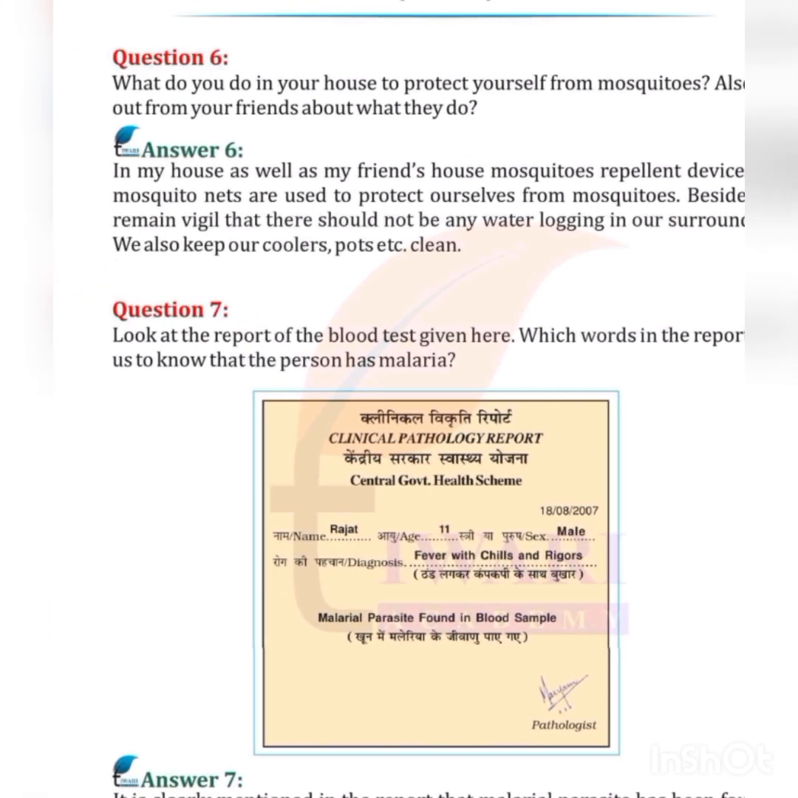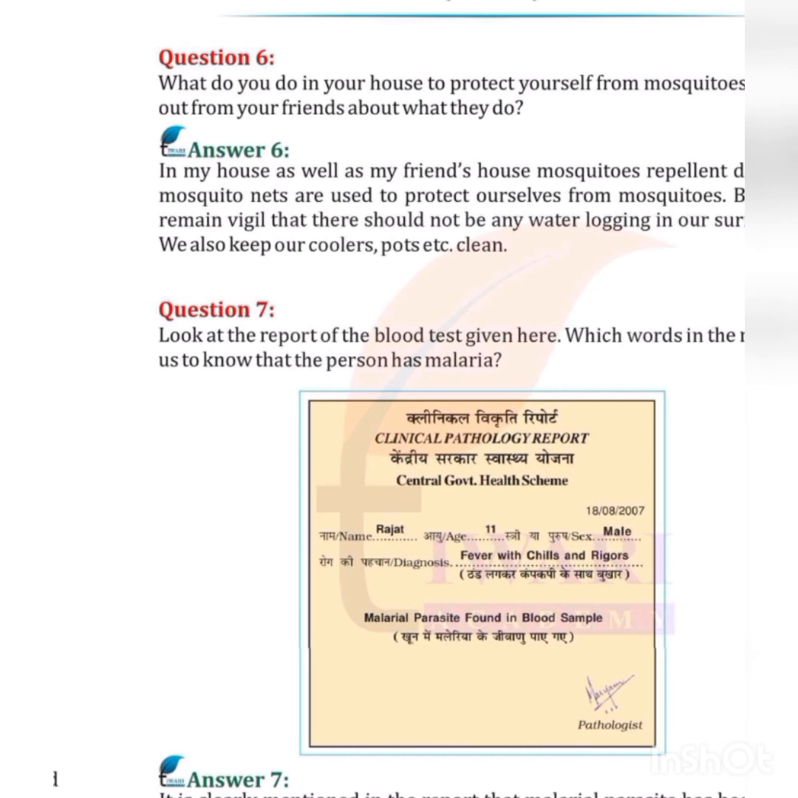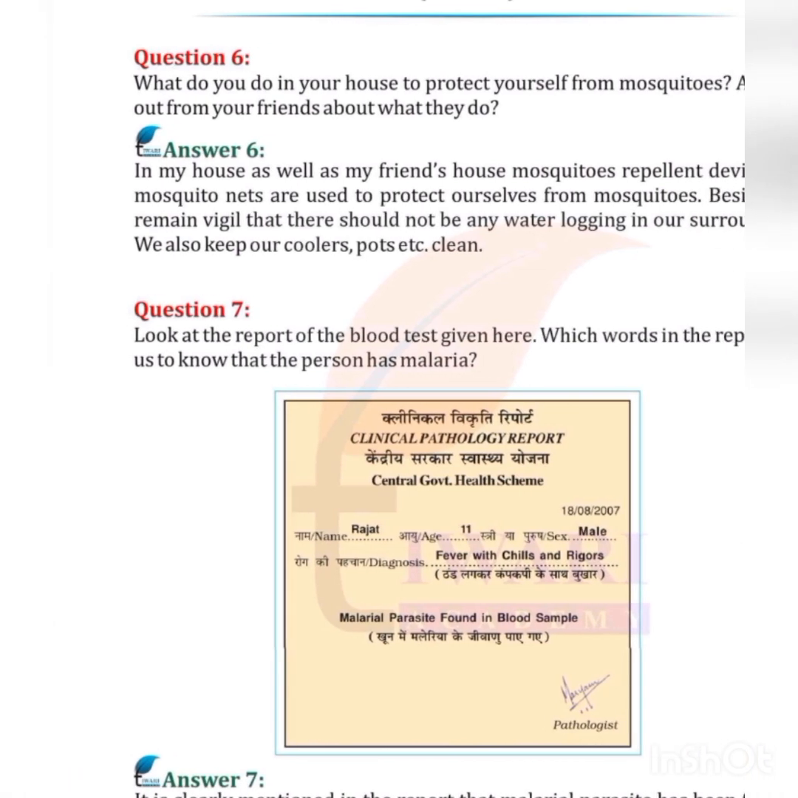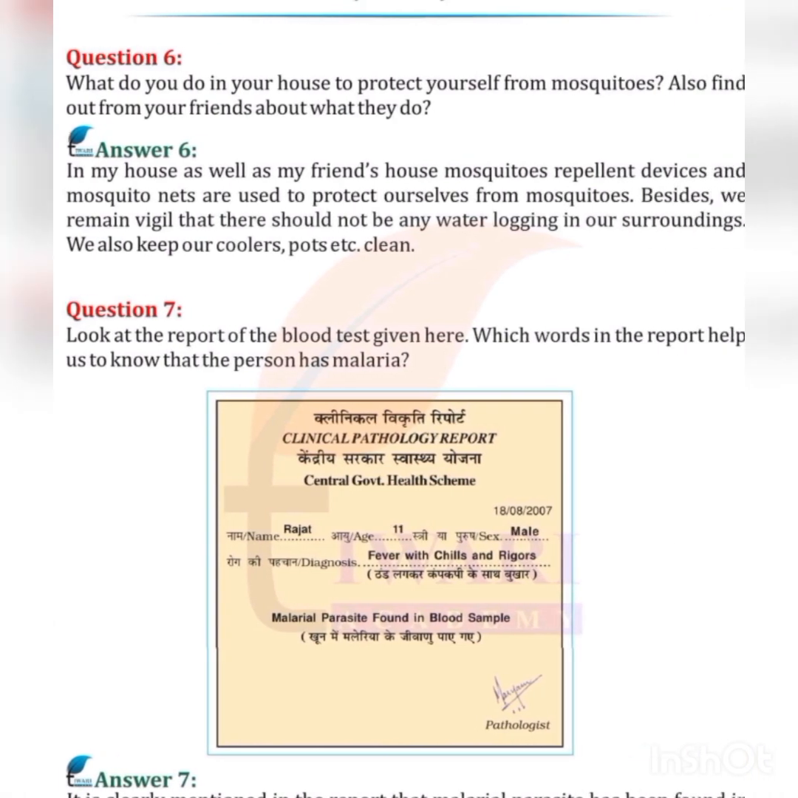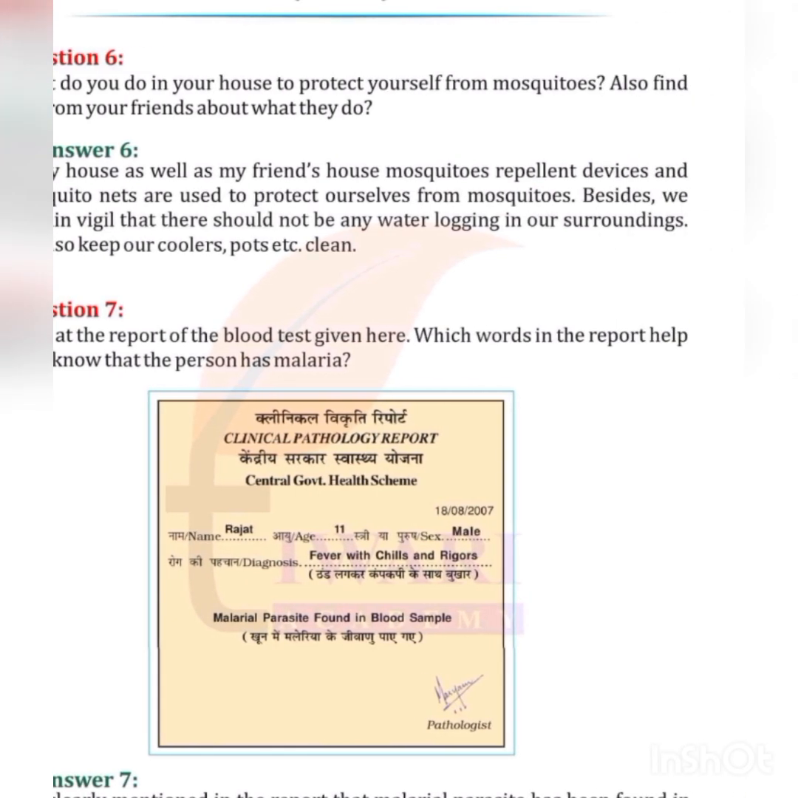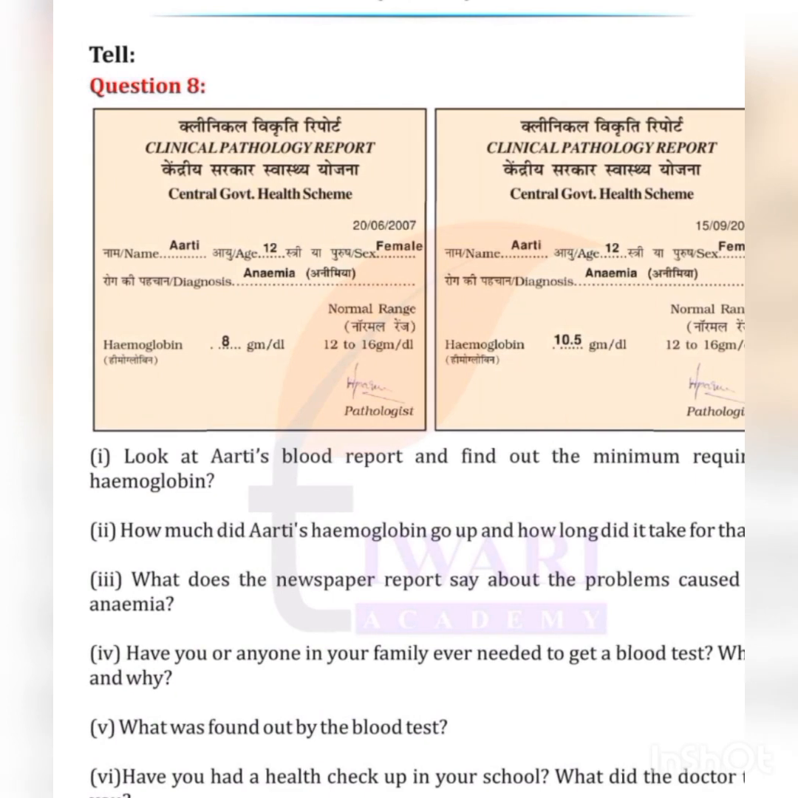Question number 7. Look at the report of the blood test given here. Which words in the report help us to know that the person has malaria? You can see this report. Here it is clearly mentioned in the report that a malaria parasite has been found in the blood sample of the patient.